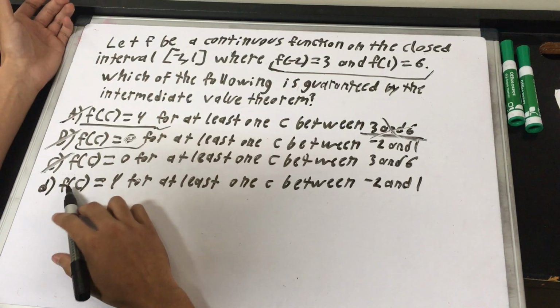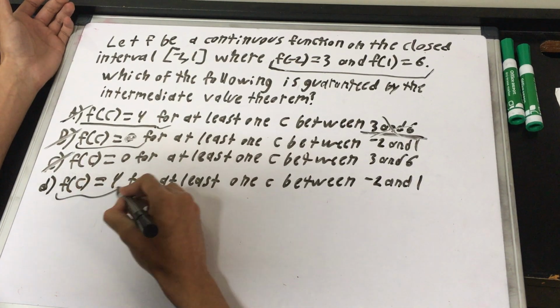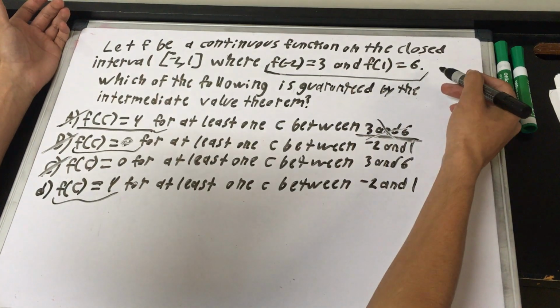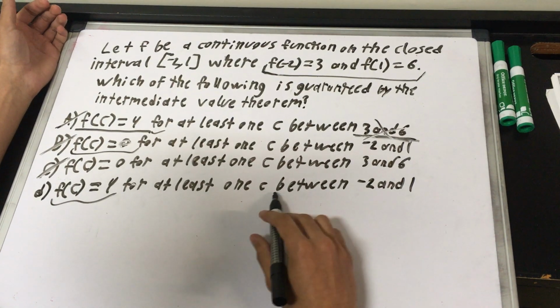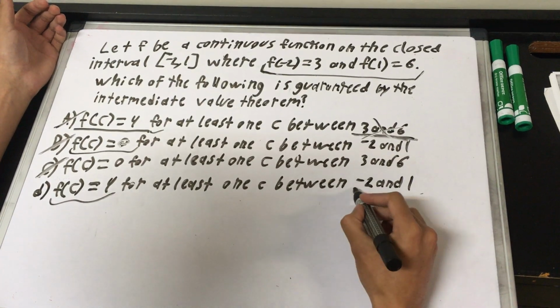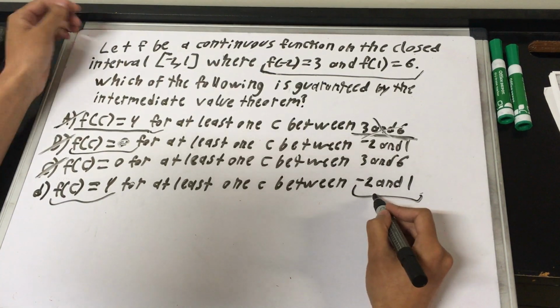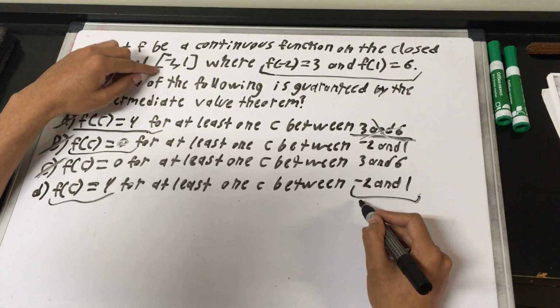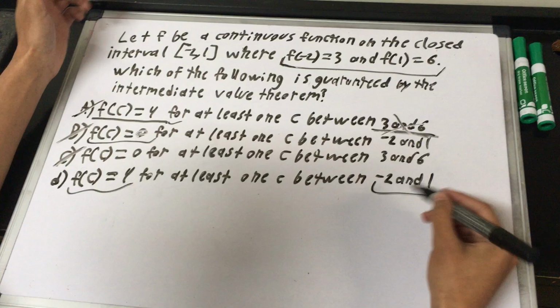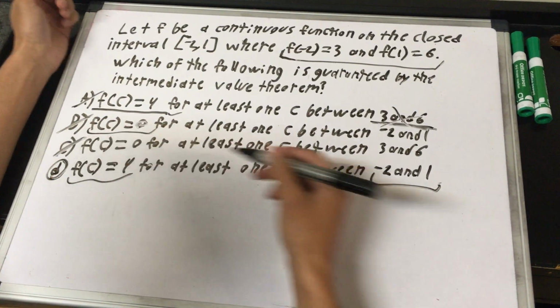Now we're left with D. f of c equals 4 makes sense since 4 is between 3 and 6. For at least one c between -2 and 1, this also makes sense because this is the interval where it is, from -2 to 1. So your answer is going to be D.